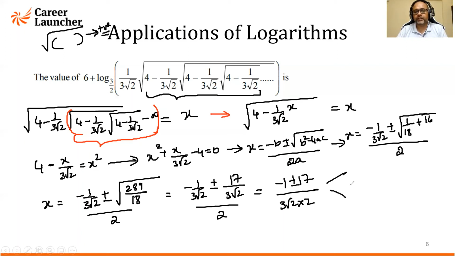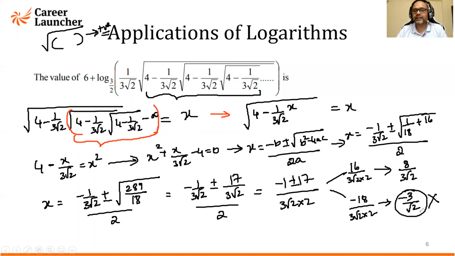So you have two possibilities here. It is minus 1 plus 17, which means 16 by 3 root 2 into 2, or minus 1 minus 17, which is minus 18 by 3 root 2 into 2. This gives you 8 by 3 root 2. This gives you minus 6, so minus 3 by root 2. But this answer is rejected. Why? Because we started off knowing that x is supposed to be positive. If x is positive, I'm getting a final answer as x which is negative. I cannot accept it.